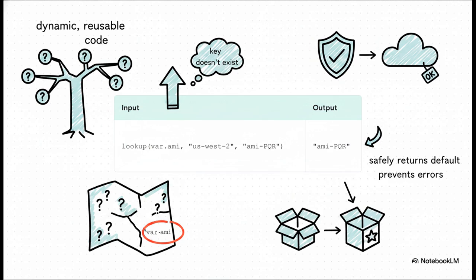But lookup lets you provide a default value. In this example, let's say US West 2 isn't in our map of AMIs. Instead of crashing, Terraform just safely returns our default, AMI-PQR. This is such a simple way to prevent those unexpected deployment failures.